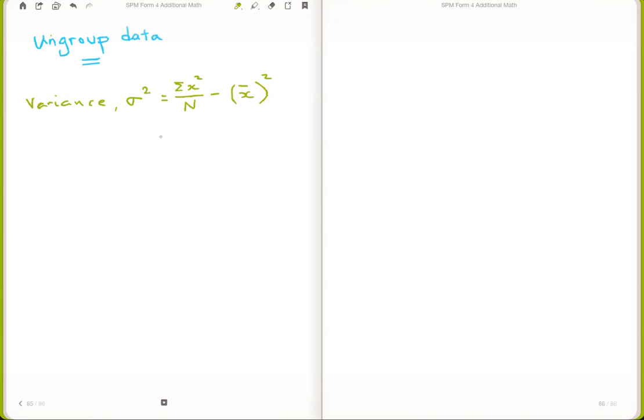Or put it the other way, it equals the sum of x squared over n, subtract the sum of x over n, which is your mean, then you square it. They are the same. Either one. Some questions in Paper 1 make use of this sum of x. They let you know the sum of x and the sum of x squared, and then you look for the variance. There are questions like this.